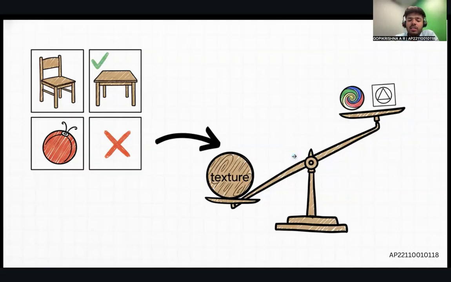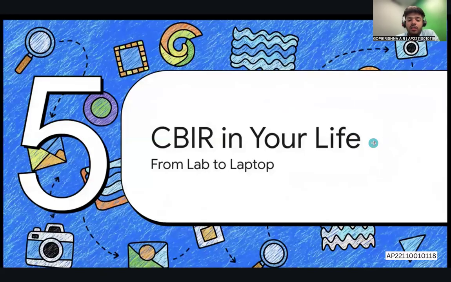And look, this isn't just a concept from a research lab. This technology is everywhere, to be honest. It's built into the tools I literally use every single day.